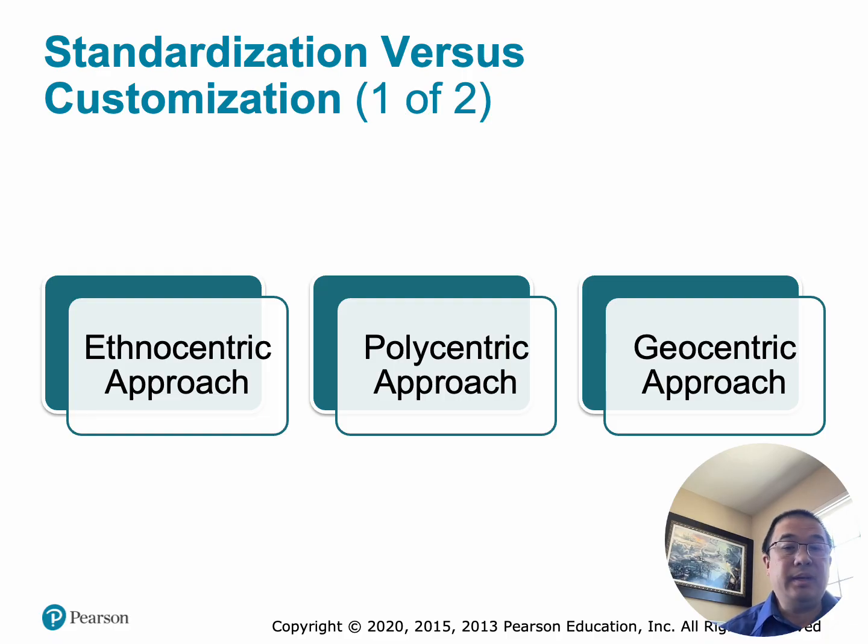The ethnocentric approach. The company believes that what works in its home country will also work in foreign markets. The home country strategy is largely exported without significant changes. The characteristics are high standardization, centralized decision making, limited local adaptation, and lower costs. The advantages of this are consistent global brand image, economies of scale, and easier management and control.